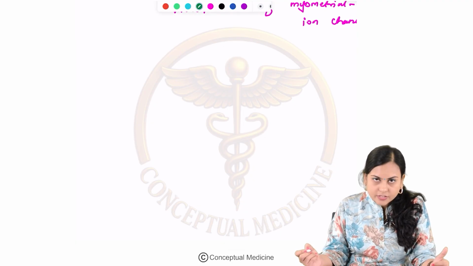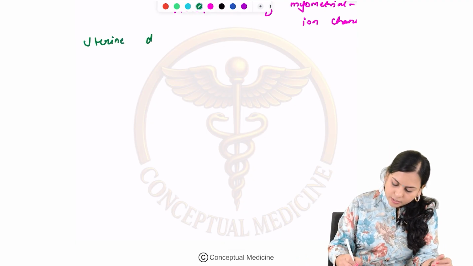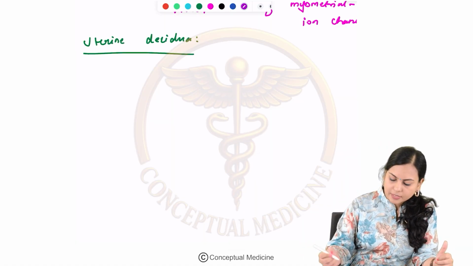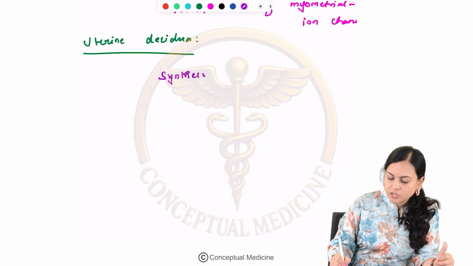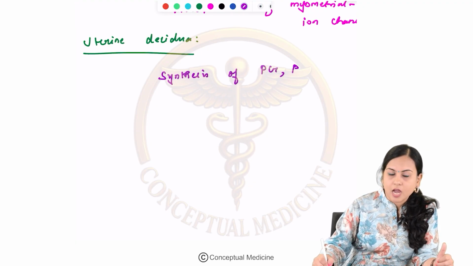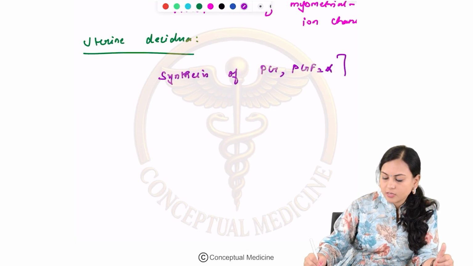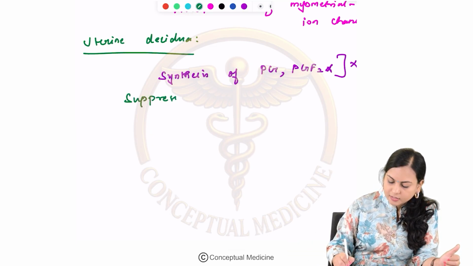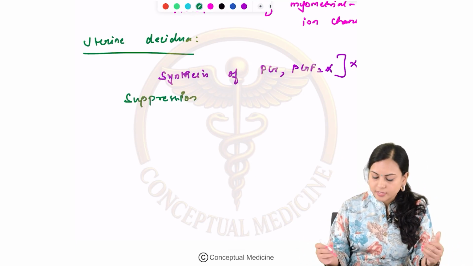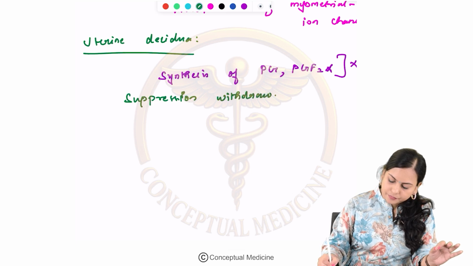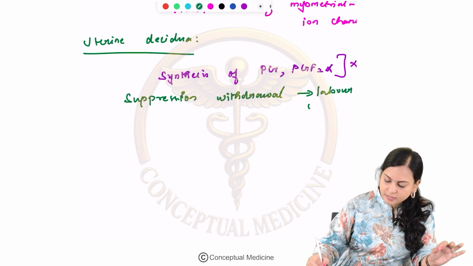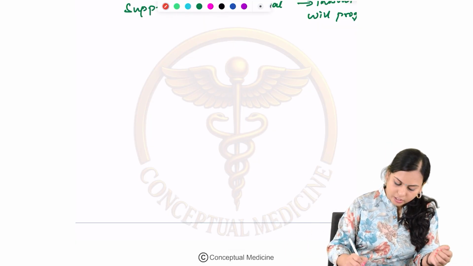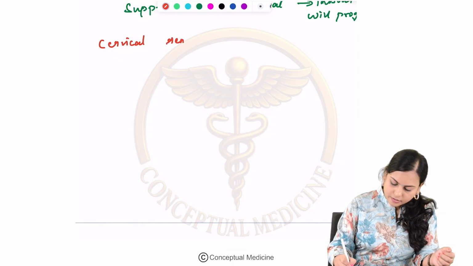Now, I have to discuss the uterine decidua. The decidua is nothing but the endometrium of the uterus in pregnancy, right? Here there is suppression of the synthesis of prostaglandins and prostaglandin F2 alpha. These are suppressed, they are not produced anymore. Also remember, for labor to progress, this suppression should be withdrawn, and only then will labor progress. Clear?